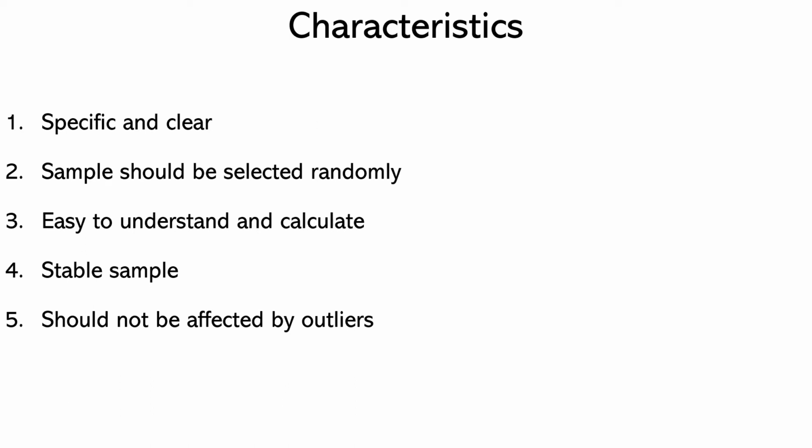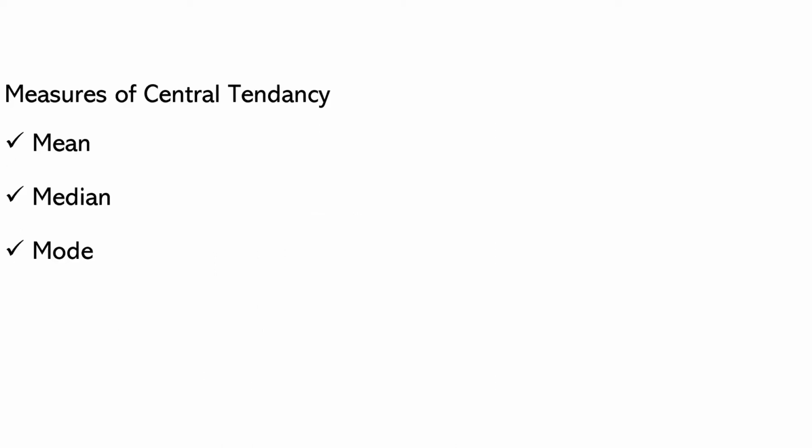Now, measures of central tendency should not be affected by outliers. Outliers means the extreme values in the data. Next one. Like I said, measures of central tendency are usually calculated using these three modes: mean, median, mode. All these things I'll explain, so just bear with me.